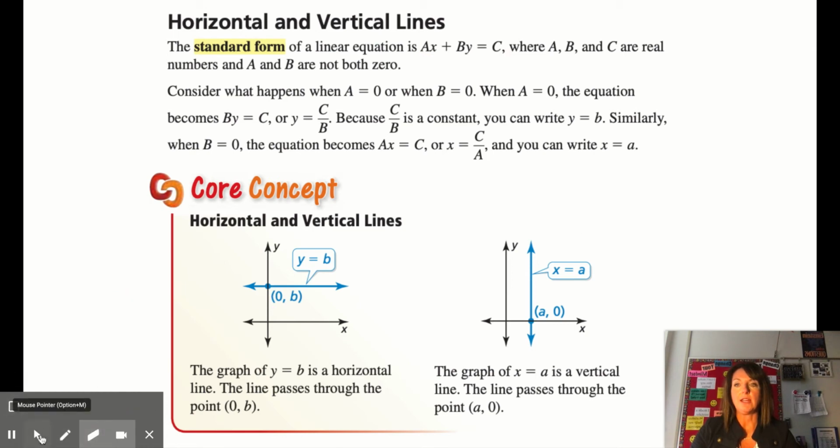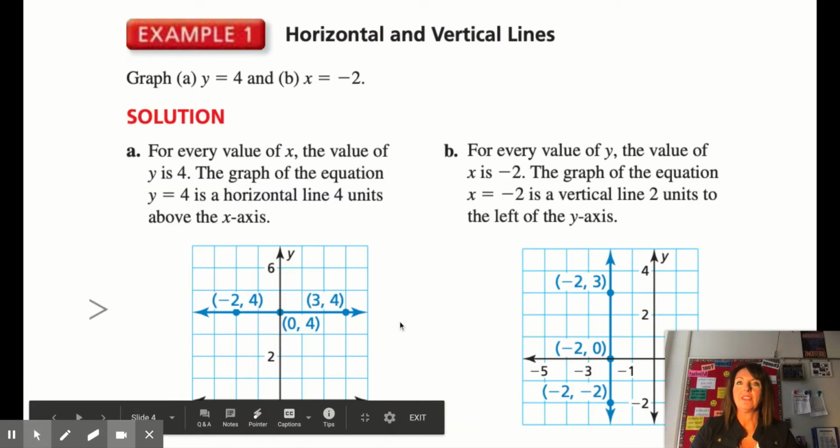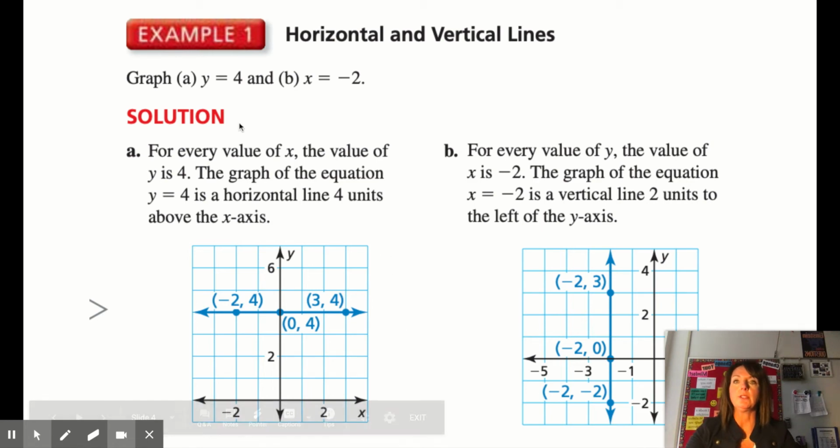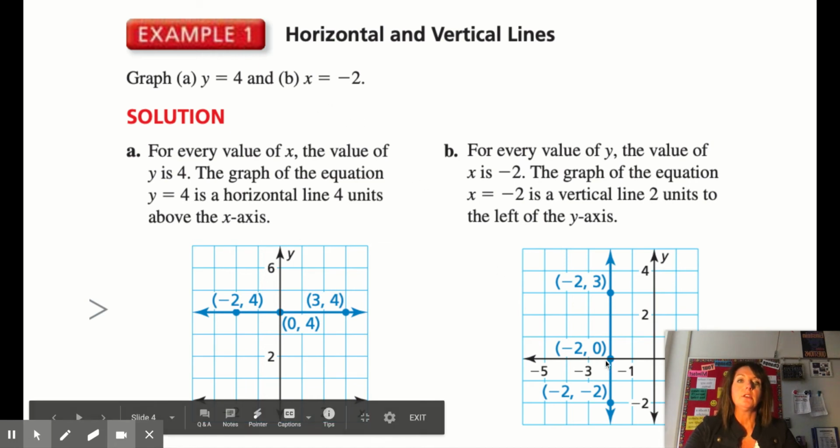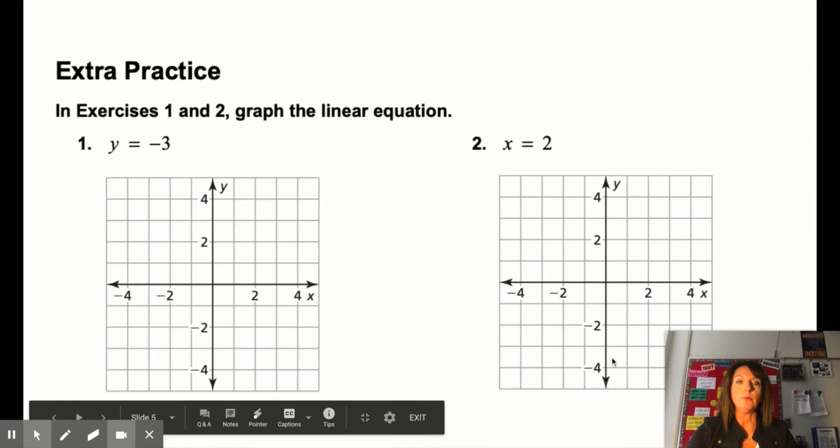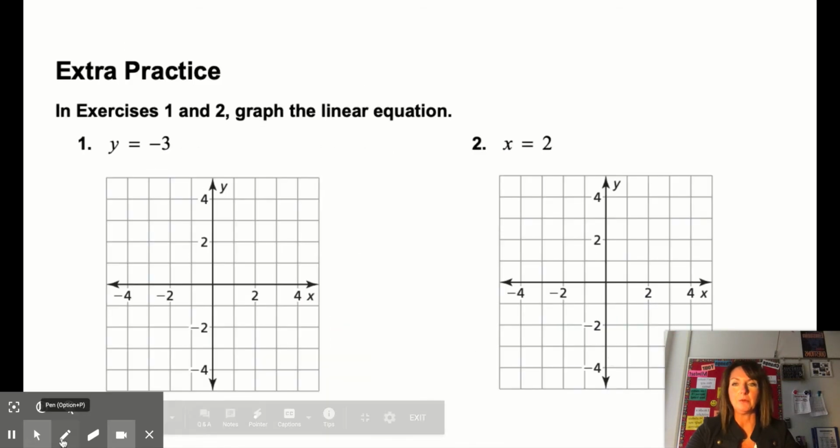So let's try a couple of these. Here is the example from the textbook. You can see the first one, a, y is equal to 4. So we would find 4 on the y-axis, and then we would draw a line horizontally. Sometimes I draw a couple of dots along the 4 just to help me make a straight line. Otherwise, use a straight edge. The next one, x is equal to negative 2. So from the origin, go back to negative 2, and then draw it up and down. This is where we really wanted to be anyway.